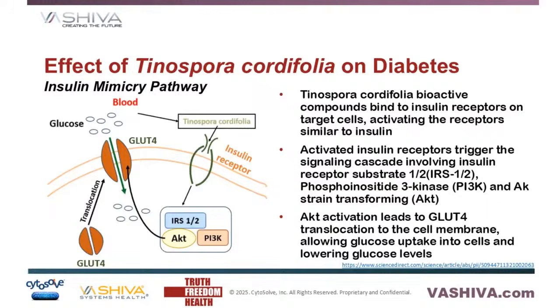With more GLUT4 present on the membrane, glucose from the blood can enter cells more efficiently, resulting in reduced blood glucose levels. This mechanism highlights the potential of T. cordifolia as a natural agent for improving glucose uptake and managing diabetes.